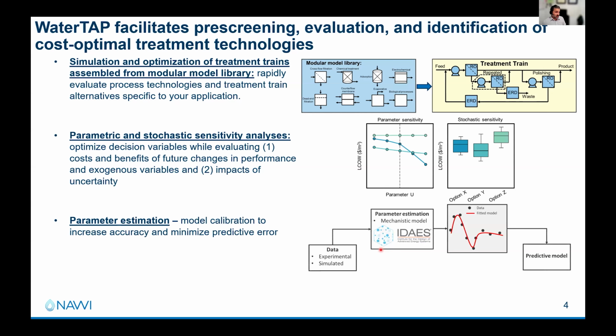Another thing we could do is we could work with collaborators who may have experimental data. Maybe there's simulated data from external tools. We could use that to parameterize our existing mechanistic models, essentially calibrating our models so that we could increase the accuracy and minimize predictive error of those models, right? So again, another thing that's built in under the hood of WaterTAP.